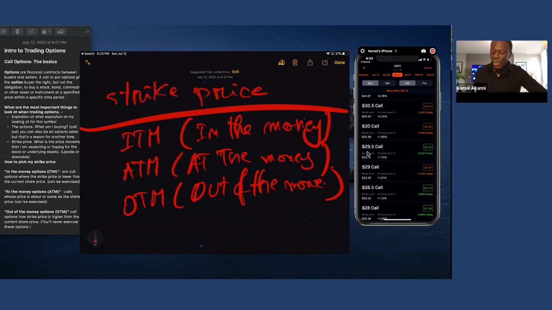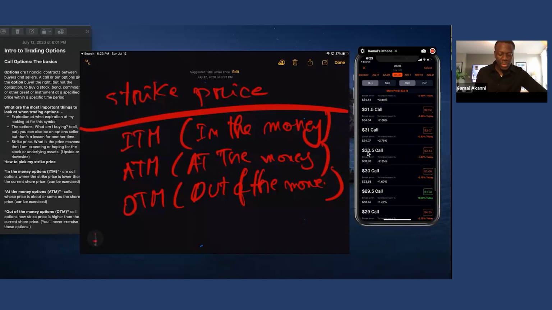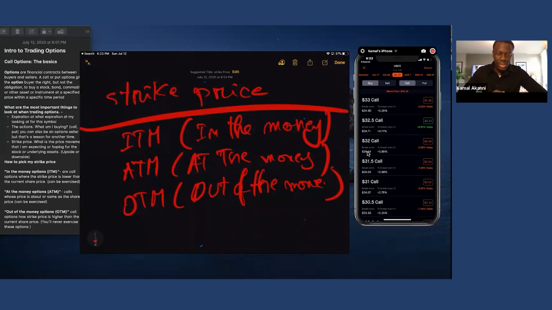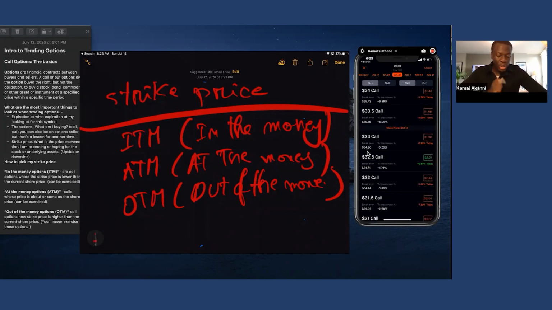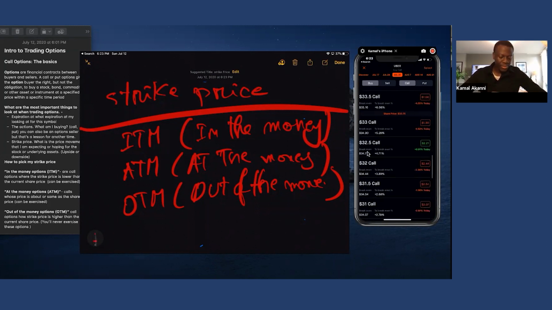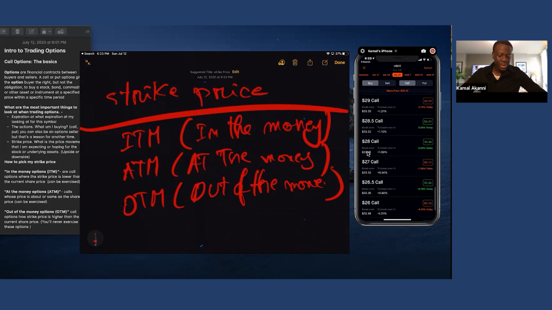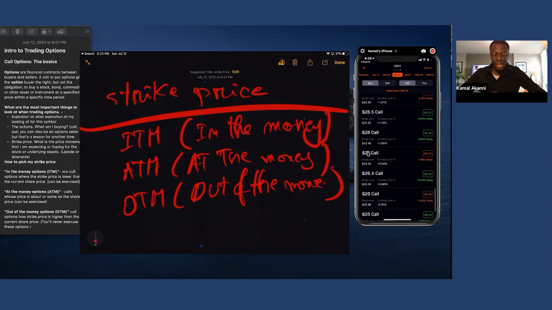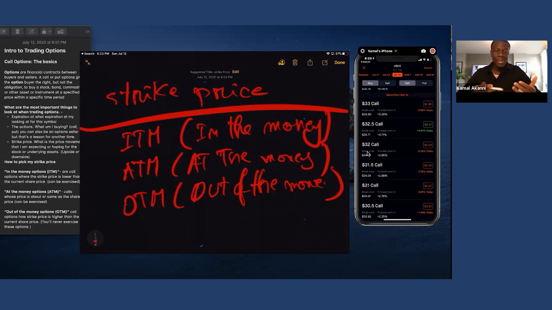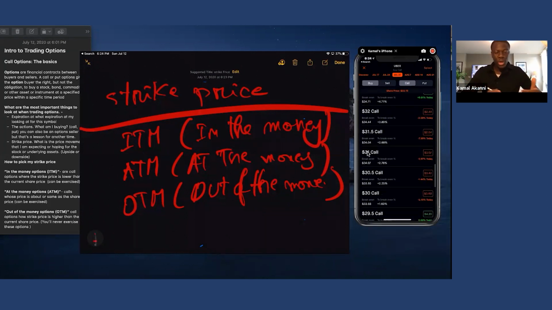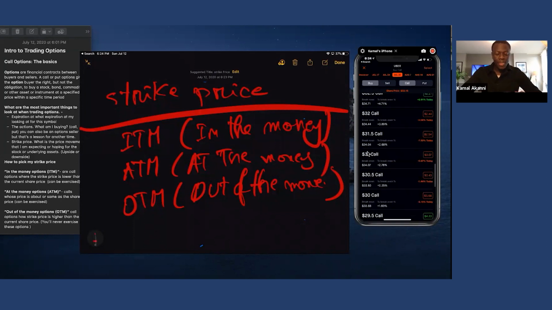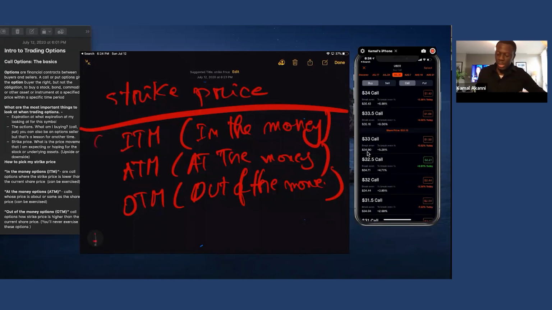So let's dive in deeper. What is in the money strike price? In the money strike price is any price that you're looking at on the screen that is below the current share price of Uber. So if I'm looking at Uber right now, $33.15, anything underneath here, right here on the bottom, will be in the money. The reason it's in the money is that all these strike prices are lower than the current share price of Uber.